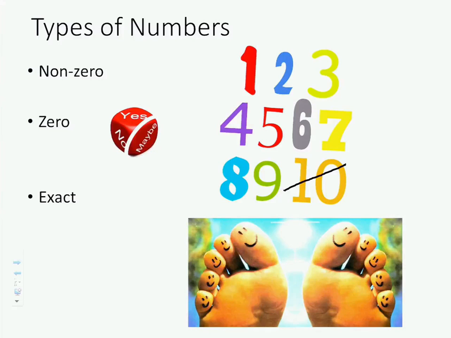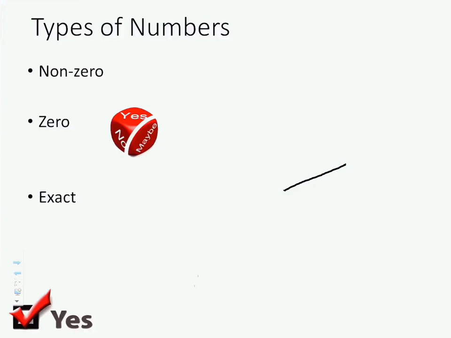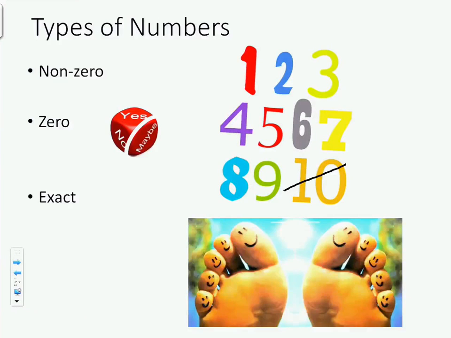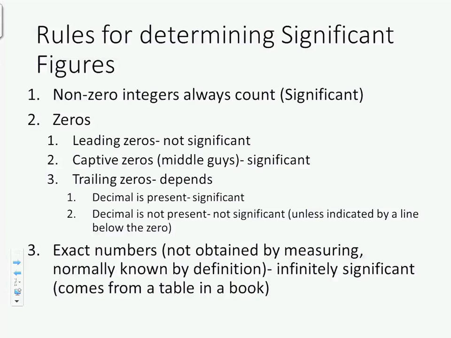If your number is a zero, sometimes it's significant. And if your number is what's called an exact number, those are 100% infinitely significant. What I mean by that is if I were to ask you how many toes do you have, you can count them. 1, 2, 3, 4, 5, 6, 7, 8, 9, 10. So you can count all your toes and you know that they're significant. It's not like you have 9.999 toes. You either have 10 or you have 9. You have an exact number of toes.